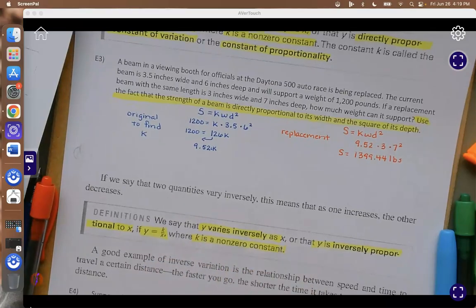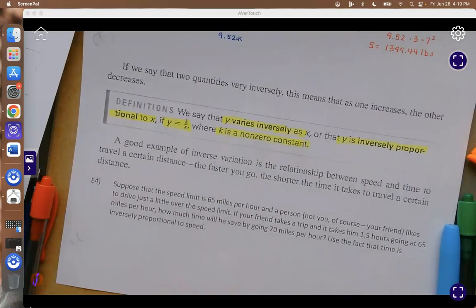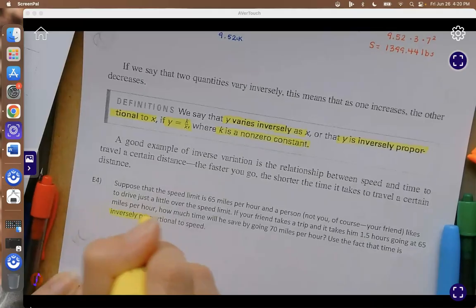Okay, so example 4. Suppose that the speed limit is 65 miles per hour and a person, not you of course, your friend, likes to drive just a little over the speed limit. If your friend takes a trip and it takes him 1.5 hours going at 65 miles per hour, how much time will he save by going 70 miles per hour? Use the fact that time is inversely proportional to speed.